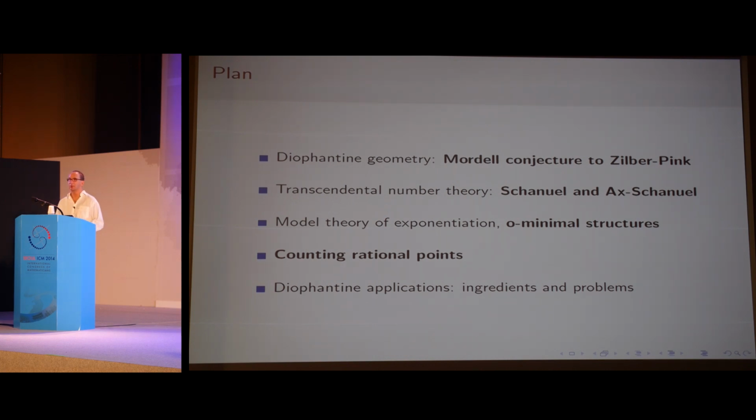I plan first to describe the evolution of the Zilber-Pink conjecture from the classical Mordell conjecture of 1922, proved by Faltings in 1983. Then I will describe Schanuel's conjecture and its functional analog, the Ax-Schanuel theorem. I will say a little bit about the model theory of exponentiation and its connection with the Zilber-Pink conjecture and with o-minimality. And then I will describe point counting in general and in the o-minimal context, moving towards some specific applications and problems. There are too many topics to cover in any detail, but my objective is to stress the ideas and their interconnections.